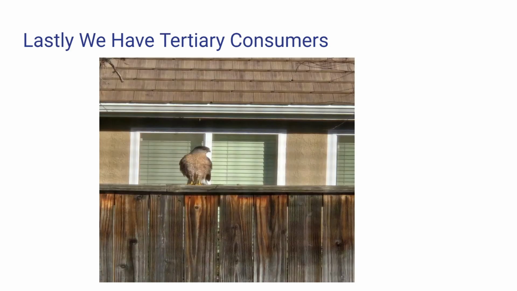Lastly, we have tertiary consumers. I believe this is a hawk, and I was lucky enough to capture this photo from my window. Tertiary consumers can be described as apex predators within an ecosystem who sit at the top of a food chain. This hawk, most likely, directly hunts and consumes the birds which were present within the last slide, as well as other potential meals it may come across.